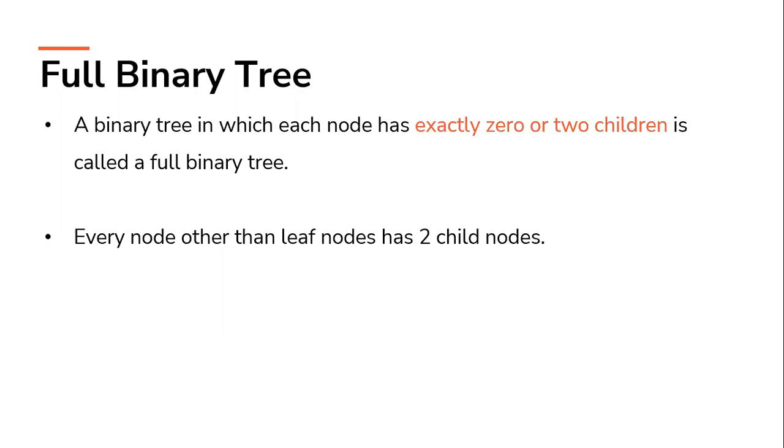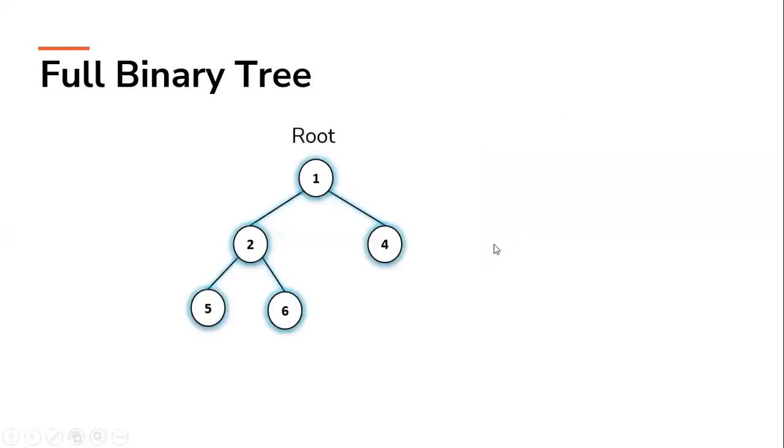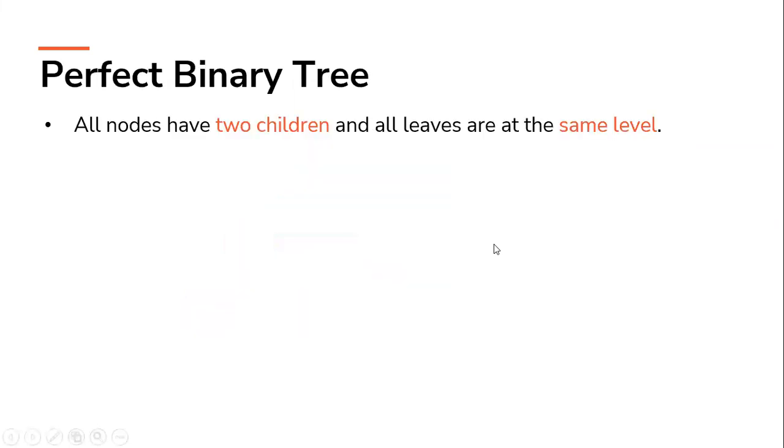I hope everyone noted. Can I go for the second type? Is this clear, everyone? Full binary tree? No doubts, I hope. Going for the next one. Next, perfect binary tree. Keep this heading, perfect binary tree. In the perfect binary tree, what is it? All nodes have two children and all the levels are at the same level.